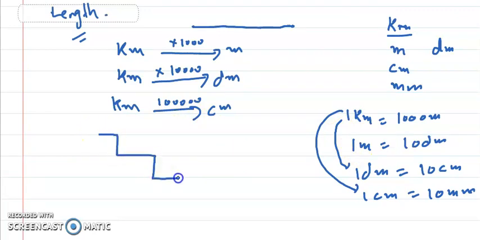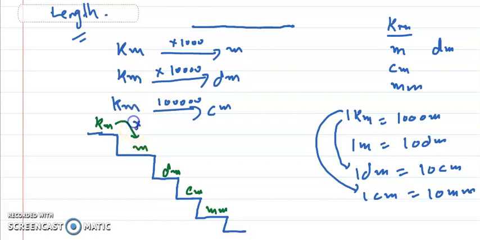Let me make different stairs here. On the stairs I write kilometer, here meter, then the smaller unit decimeter, then centimeter, then millimeter. If I need to convert from kilometer to meter, then I will multiply with 1000, because 1 kilometer is equal to 1000 meters. From meter to decimeter, we multiply with 10. From decimeter to centimeter, with 10. From centimeter to millimeter, with 10.